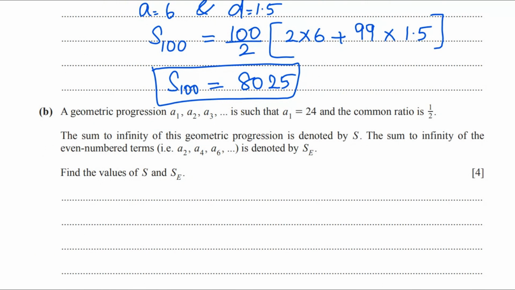The next part of the question is, a geometric progression a1, a2, a3 is such that a1 is 24 and the common ratio is 1 over 2, that is r is 1 over 2. The sum to infinity of the geometric progression is denoted by s. The sum to infinity of even numbered terms is denoted by se. Find the value of s and se. Okay.